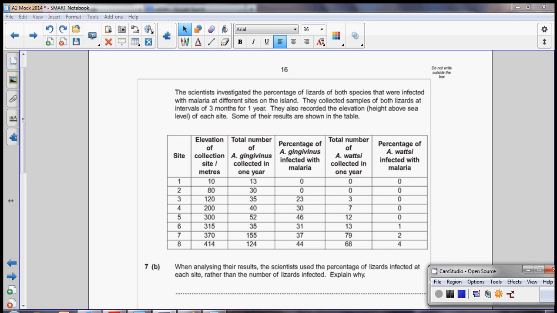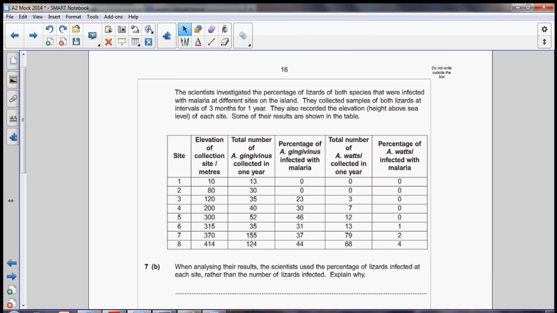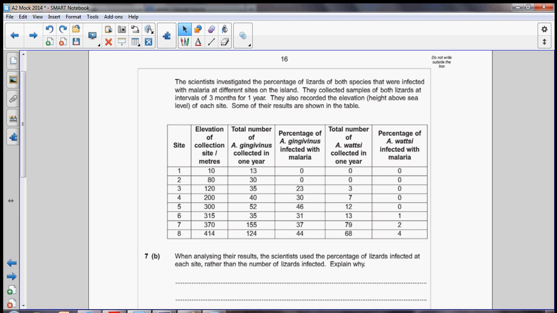So in this table below here, we've got on the side increasing elevation, going from 10 metres, presumably above sea level, up to 414 metres. We've got the total number of lizards collected of each species, and we've got the percentage of each species infected with malaria. Before we try and answer any questions, we should try and get our head around what's going on with this data.